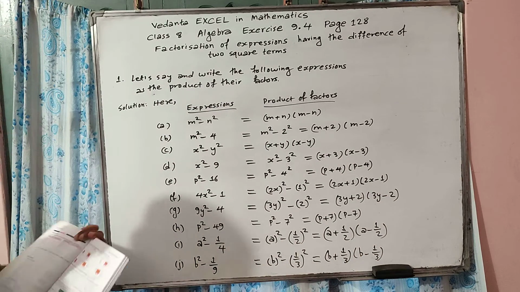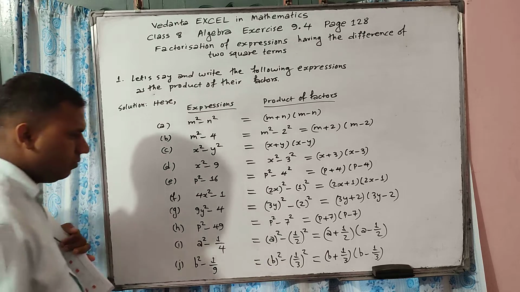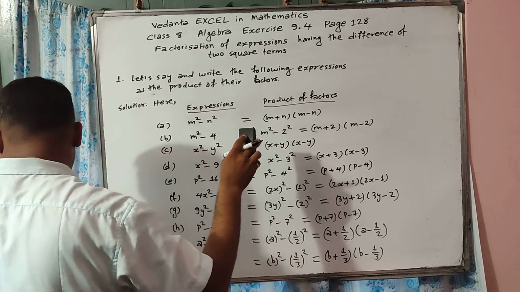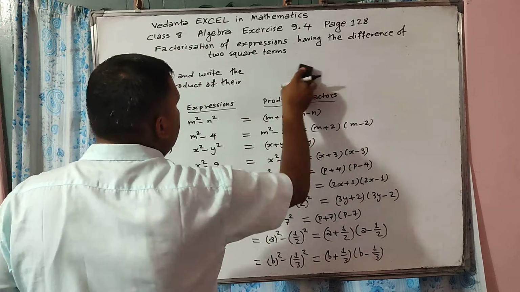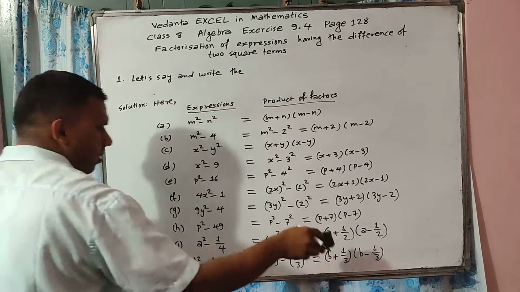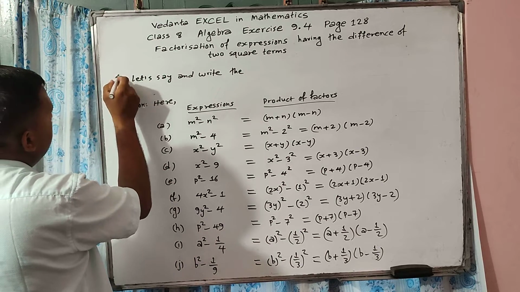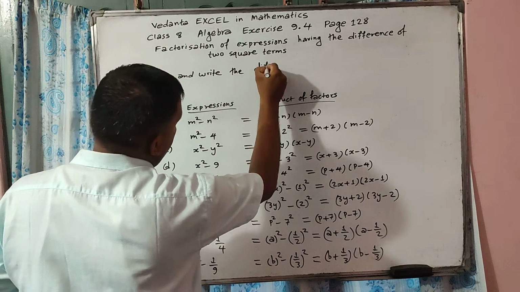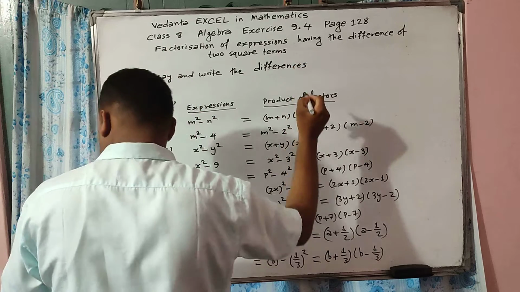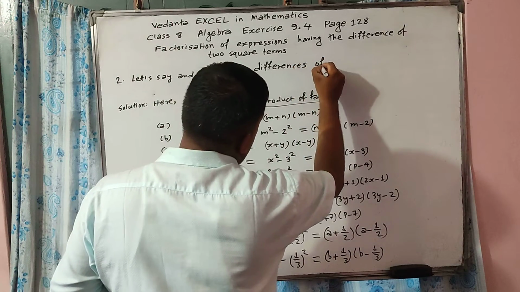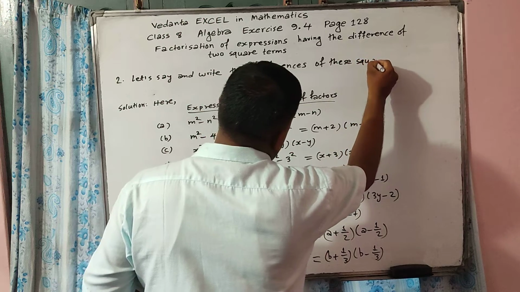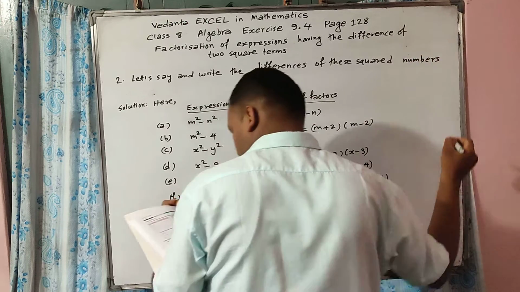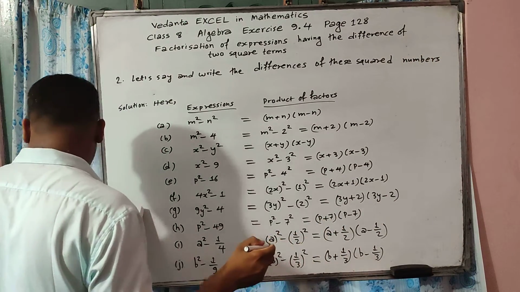Okay, students, now we go to question number 2. Let's say and write the differences of these squares of numbers as quickly as possible.